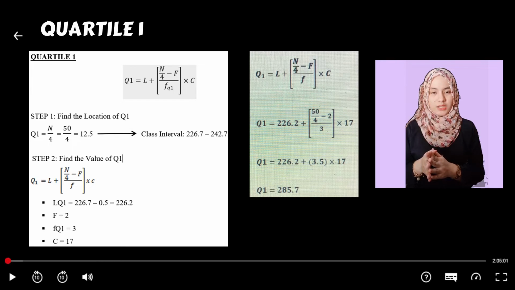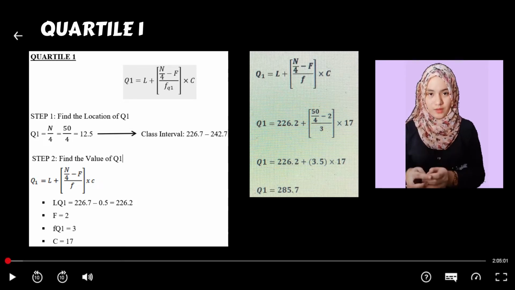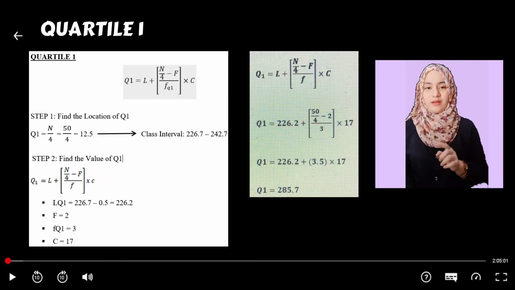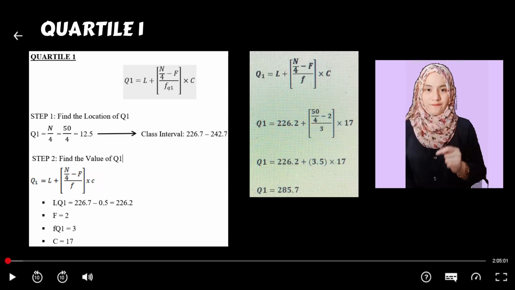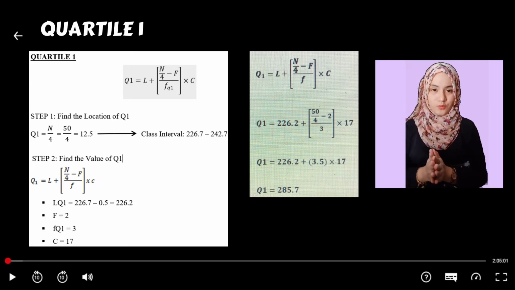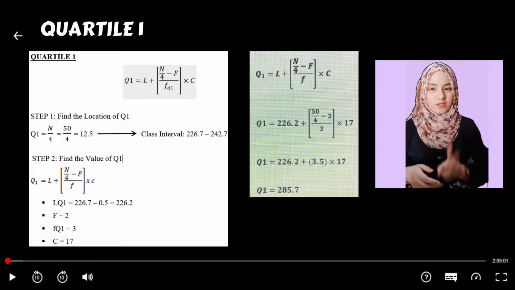Okay, the first step in quartile 1 is to find the location of quartile 1. So n must be divided by 4, which is 50 divided by 4 equal to 12.5. And the class interval is 226.7 until 242.7.